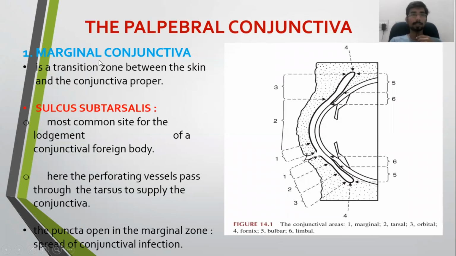First, in the palpebral, we come to marginal conjunctiva. Marginal conjunctiva is a transition zone between skin and conjunctiva proper. Sulcus subtarsalis is most common site for lodgement of conjunctival foreign body. Here, perforating vessels pass through the tarsus to supply the conjunctiva, and the puncta open in the marginal zone will cause spread of conjunctival infection into the lacrimal sac. So one is marginal conjunctiva.